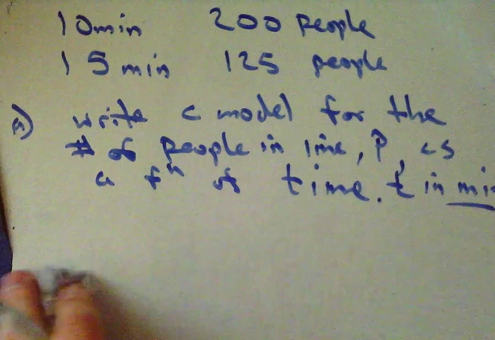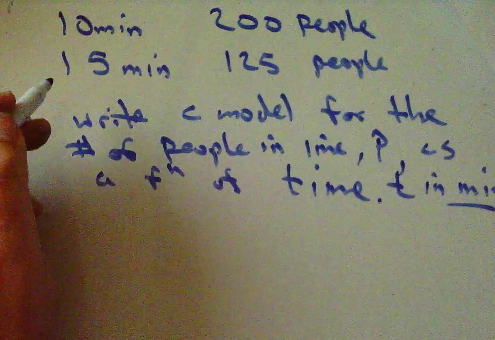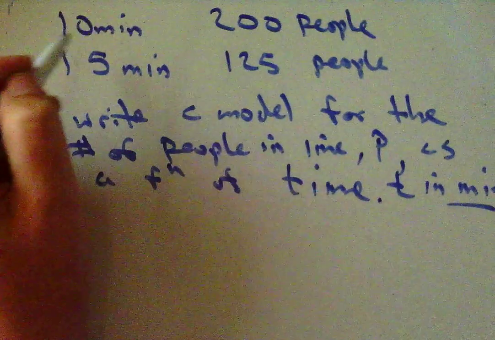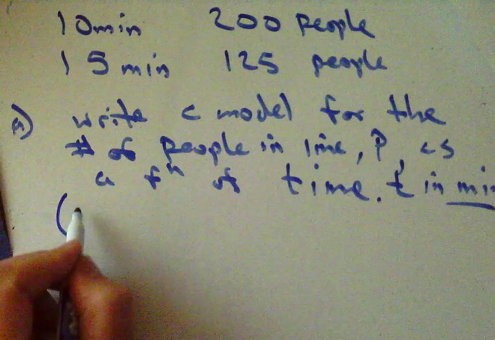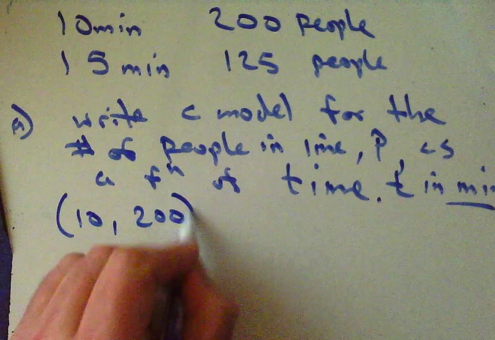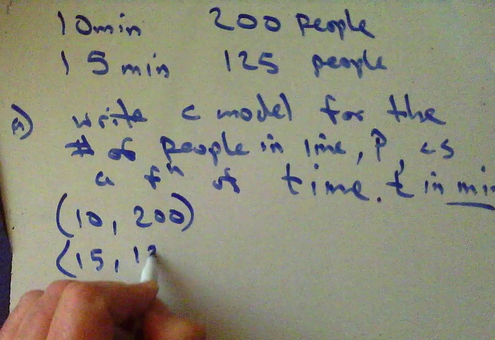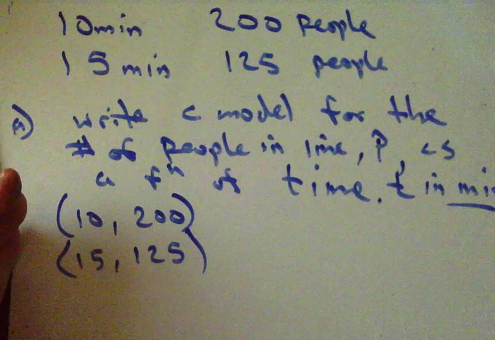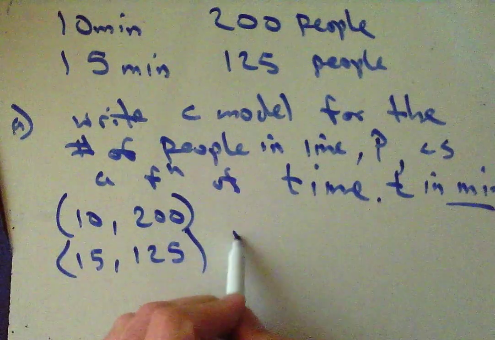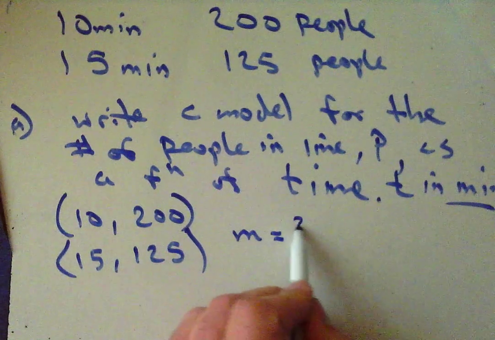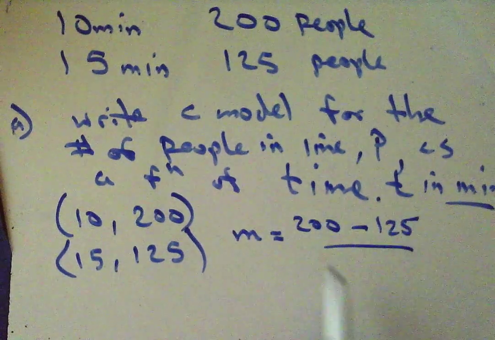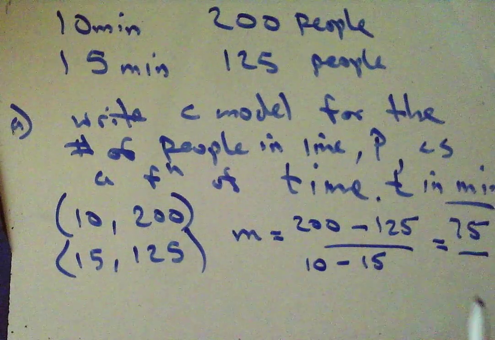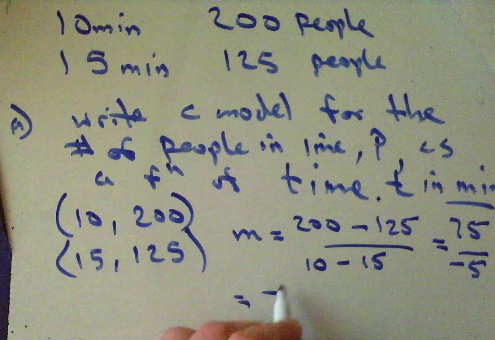First, let's take a look at these pieces of information we have here. We have times and people. And so what I want to do is think about this information as ordered pairs: (10, 200) and (15, 125). Now, with two ordered pairs, can I find the rate of change? Well, we know that rate of change is slope with units. So 200 minus 125 over 10 minus 15. I get 75 over negative 5, or negative 15.